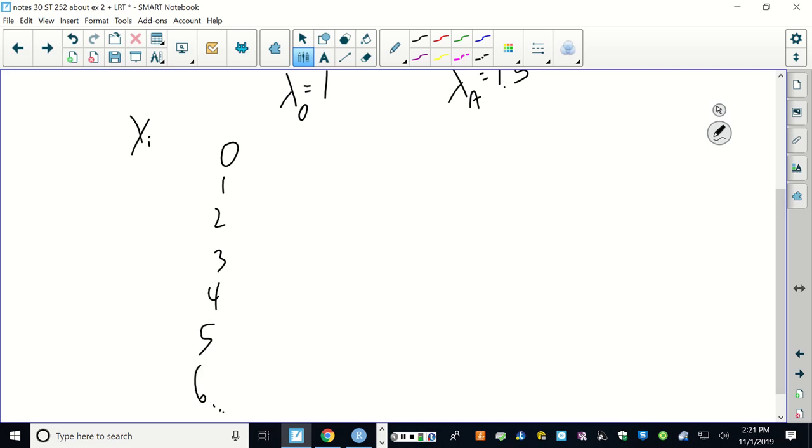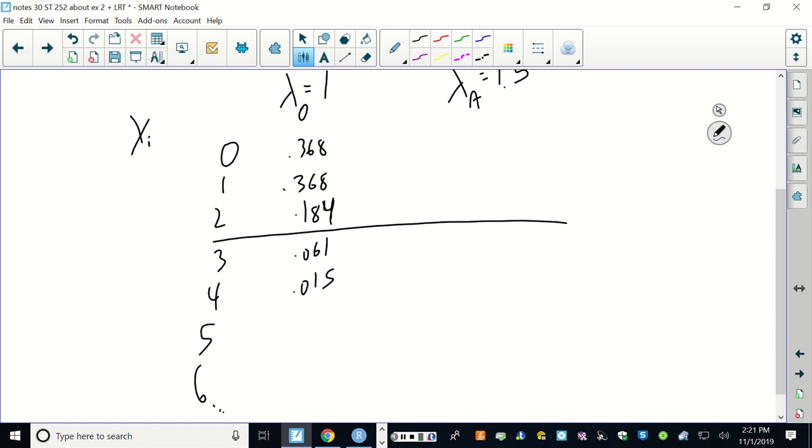If lambda is 1, there's a 36.8% chance of having none. No super big floods in 10 years. The probability of 1 is the same. I'll draw a line here to keep things straight. It's 18% for 2, 6% for 3, 1.5% for 4, 0.3% for 5, and then it goes smaller after that. It would go on forever, but with increasingly small probabilities.